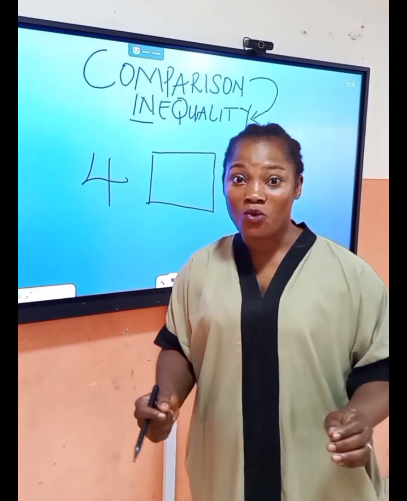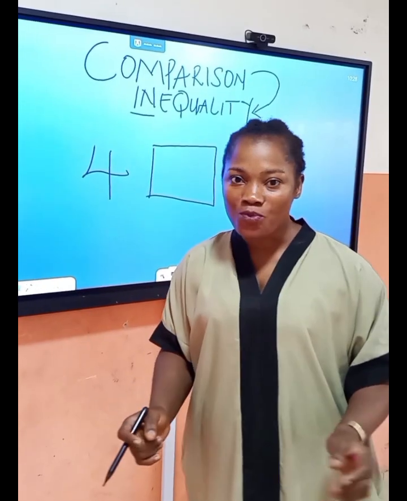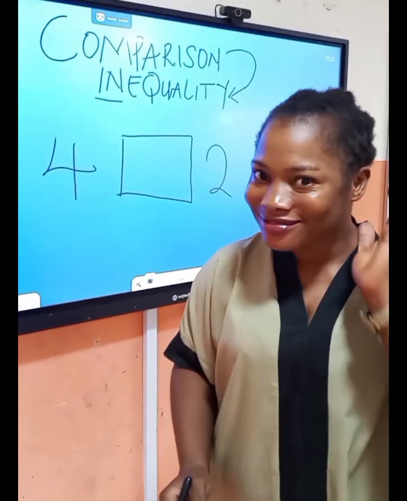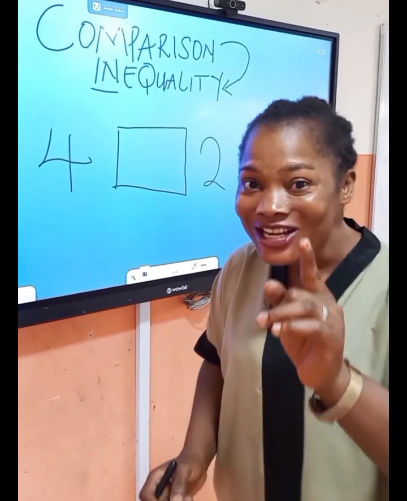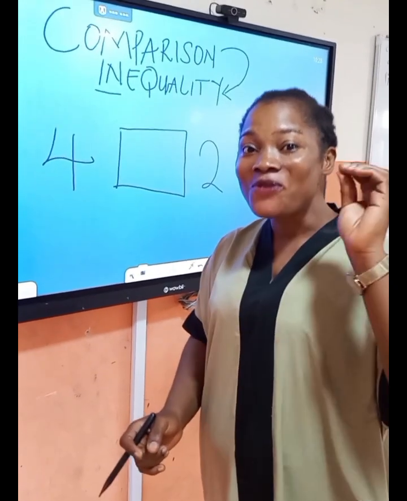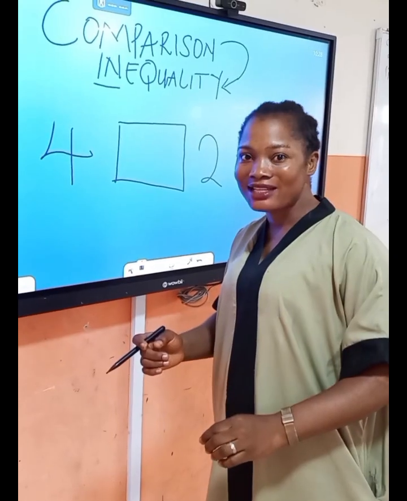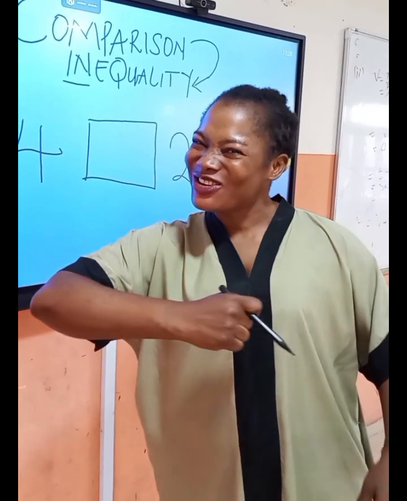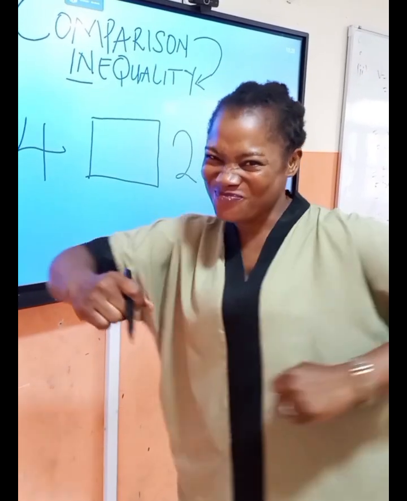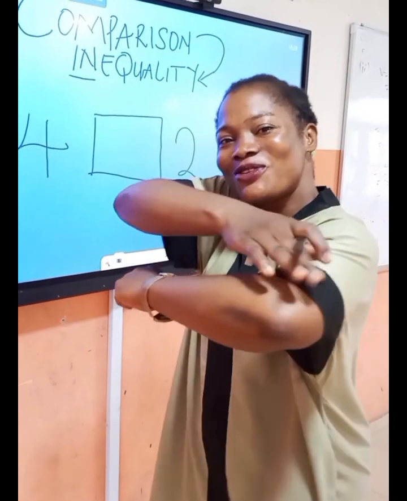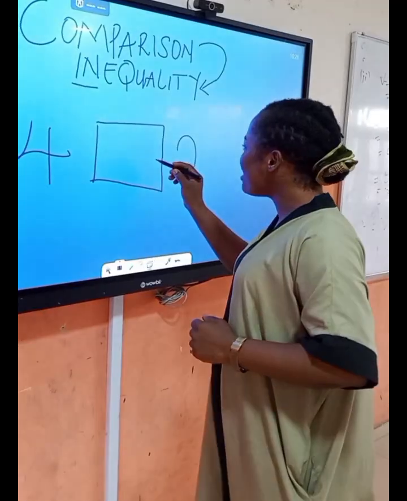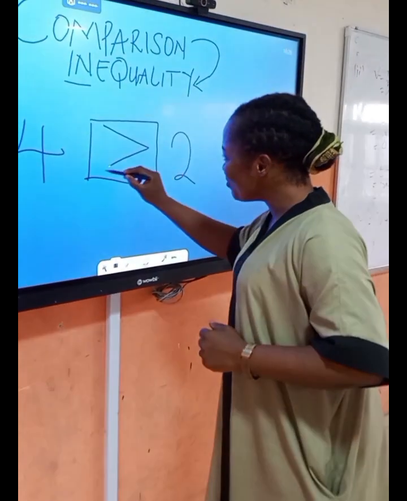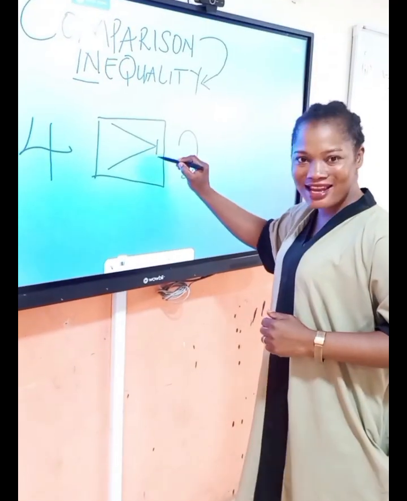Let's see another one, 4 and 2. Now, I want us to get the one that is lesser this time around. So, between 4 and 2, which one is lesser? Yes, 2. 2 is less than 4. So, which part of the inequality should go to 2? The closed part. So that means I am going to make 2 be at the closed part. This is the part. Are you seeing it?